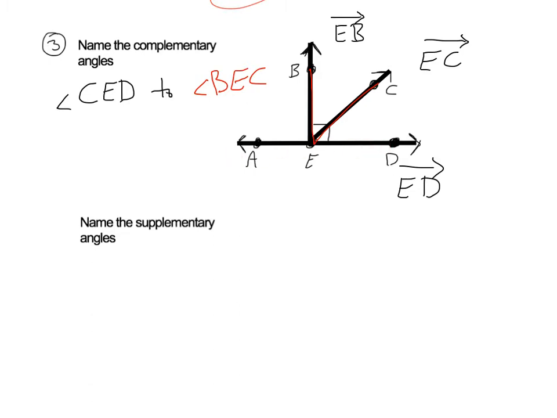And let's see. If this is a 90-degree angle right there, then that must mean this is also a 90-degree angle. Okay, so what is this 90-degree angle formed by? Well, it's formed by that ray and that ray.